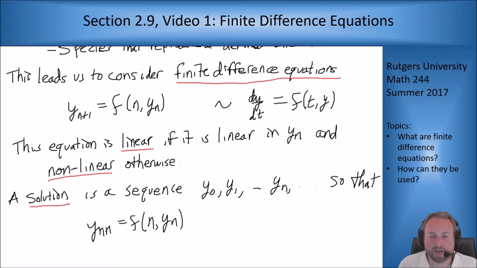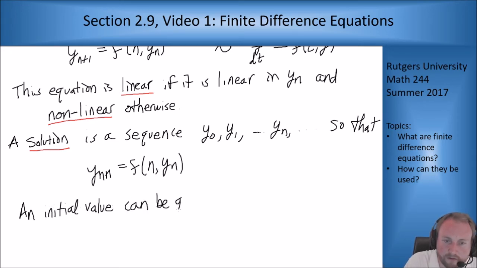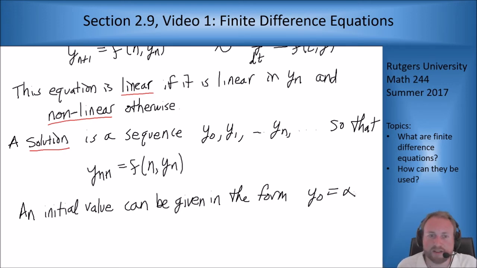We can also have an initial value on such a problem. An initial value can be given in the form y0 equals alpha. Basically, you specify the first term of the sequence, and then you build the rest of it just from having this relation to get you the next term in the sequence. So those are some basic definitions for finite difference equations. They're very similar to those you would have for differential equations, but we just have them in a slightly different formulation because we have a different set of a derivative.